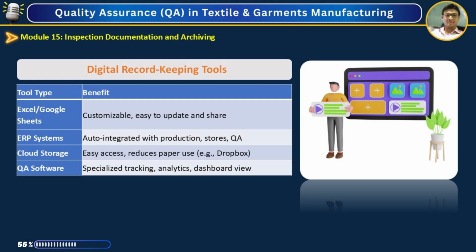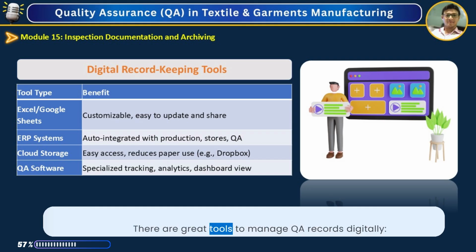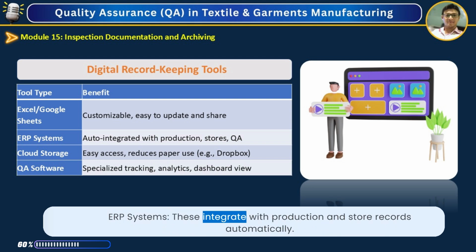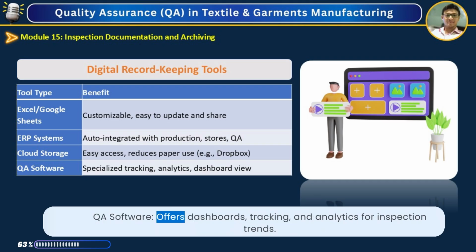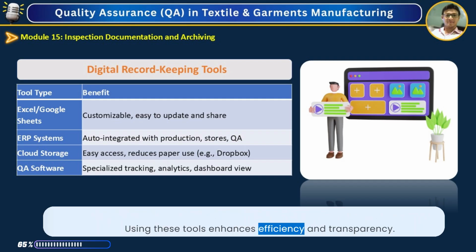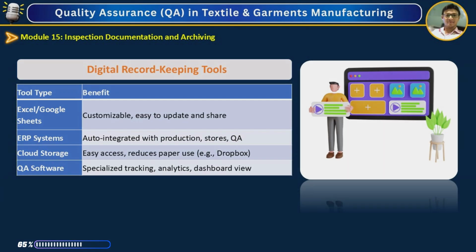Digital record-keeping tools. There are great tools to manage QA records digitally. Excel or Google Sheets: easy to update and customize. ERP systems: these integrate with production and store records automatically. Cloud storage: Dropbox or Google Drive makes documents easy to access and reduces paper. QA software offers dashboards, tracking, and analytics for inspection trends. Using these tools enhances efficiency and transparency.